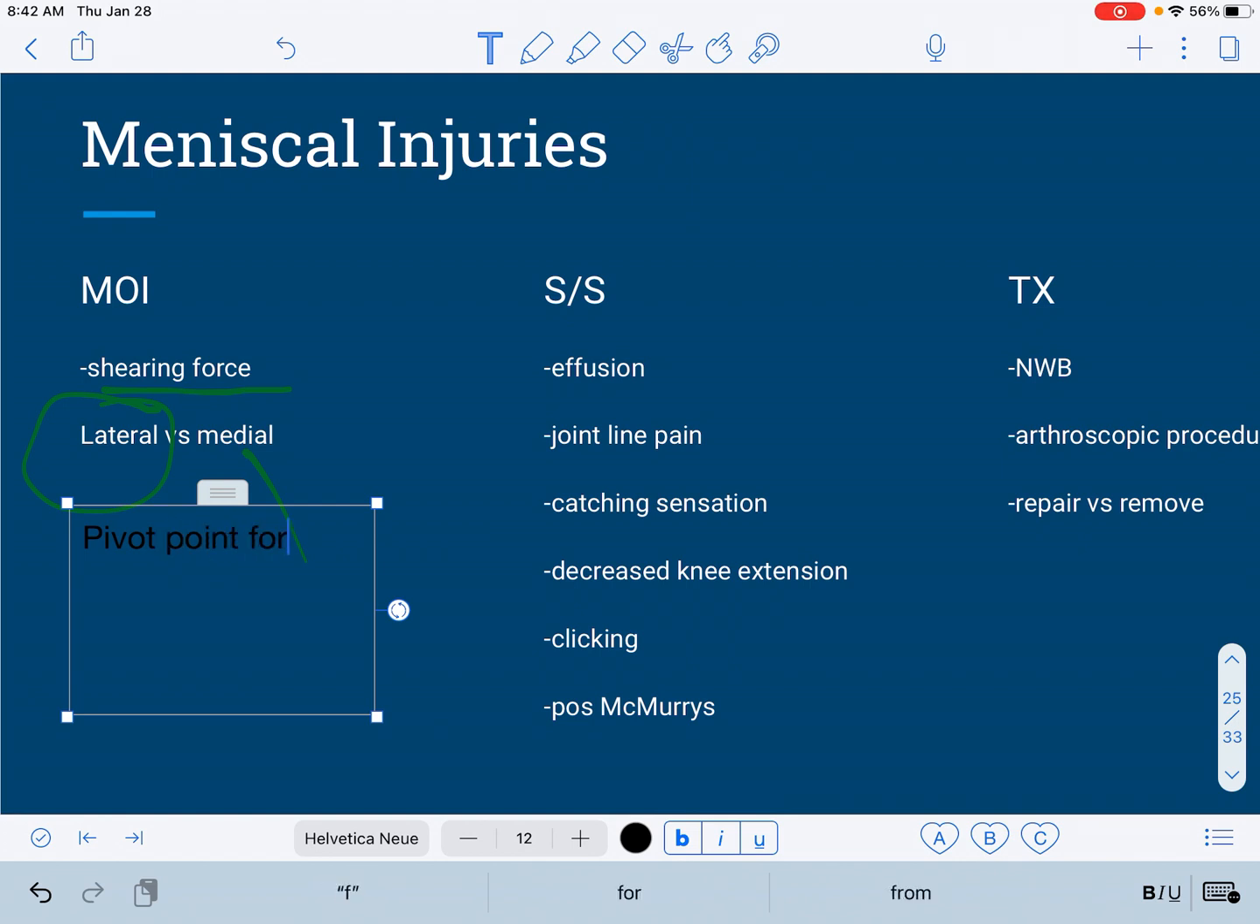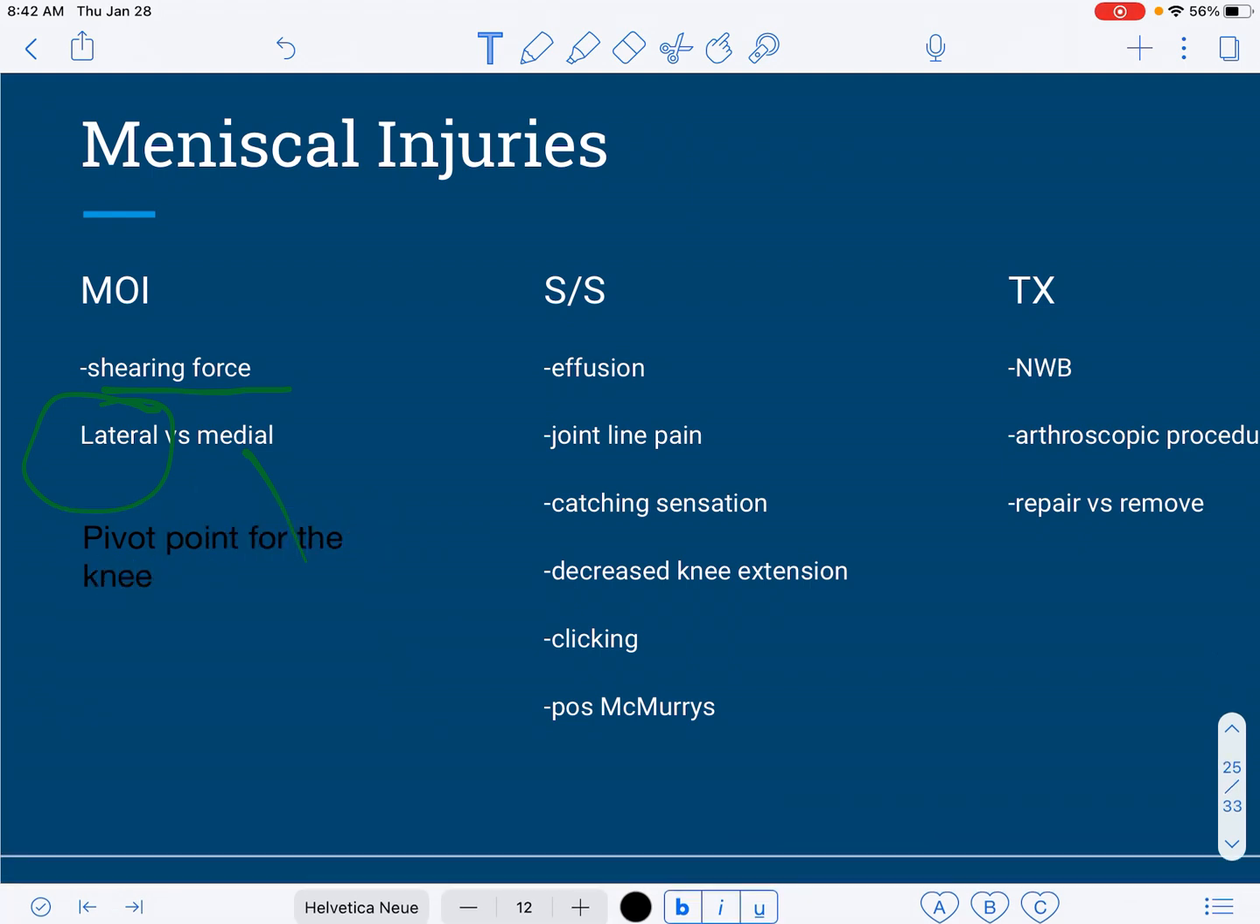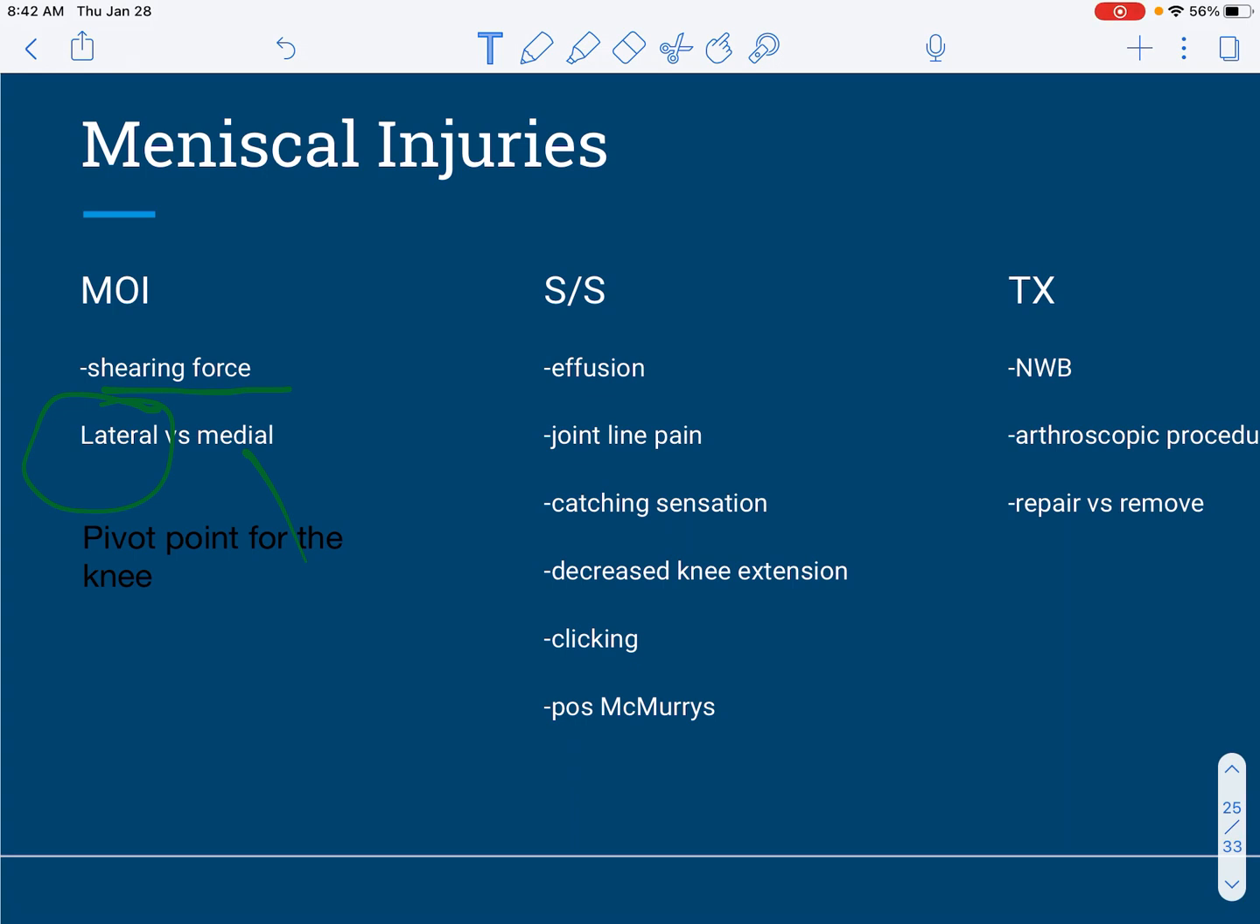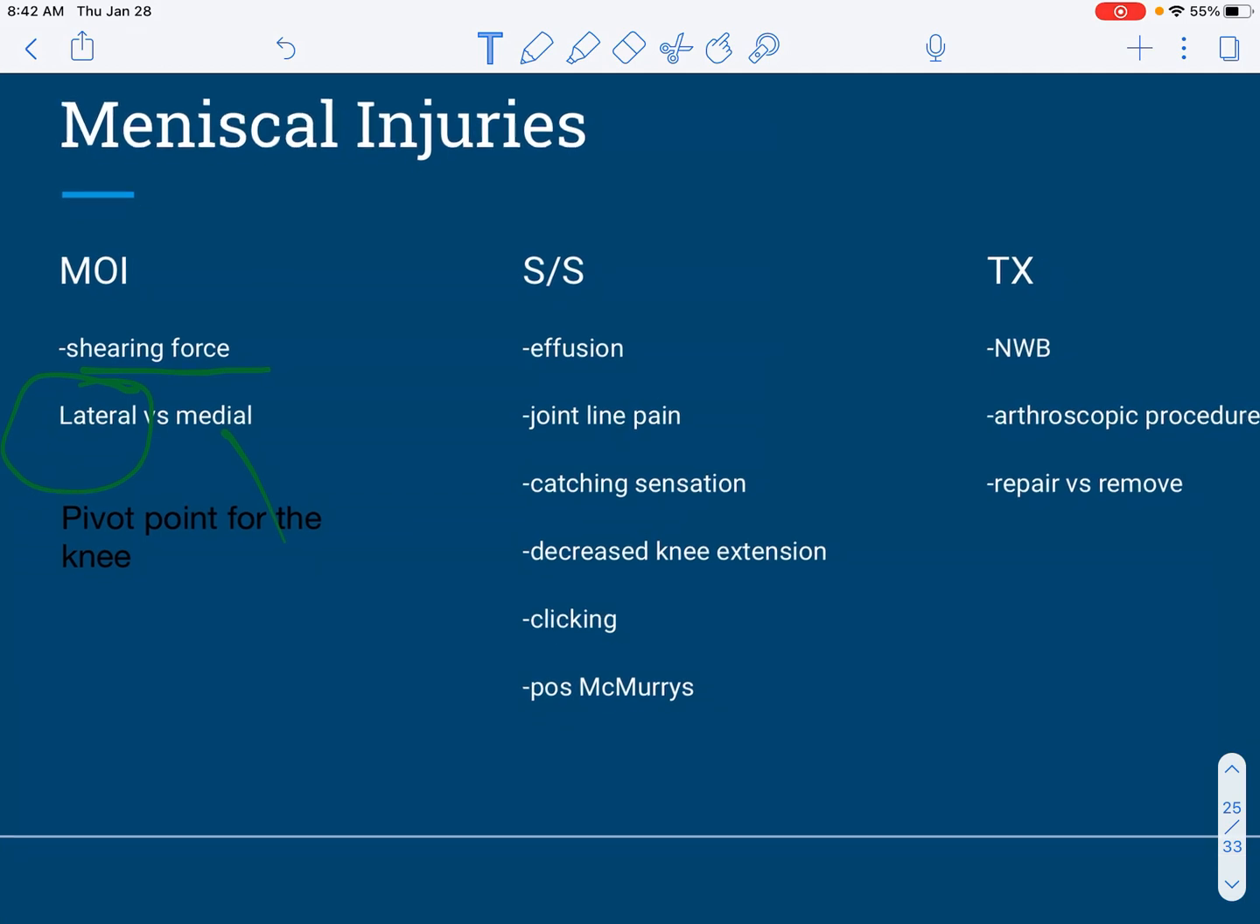Pivot point for the knee. So something to talk about: meniscal injuries. A lot of people have meniscus tears. A lot of people, just the general population, walk around with meniscus tears, and sometimes they're symptomatic, sometimes they're asymptomatic. It just varies. And when we get into treatment, we'll talk about that a little bit more.